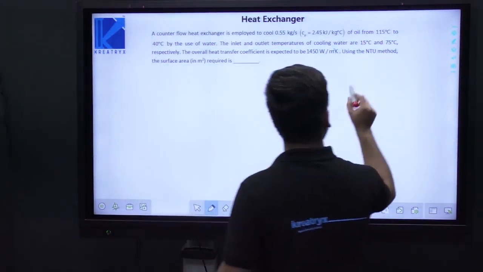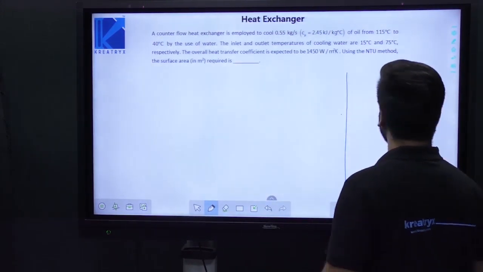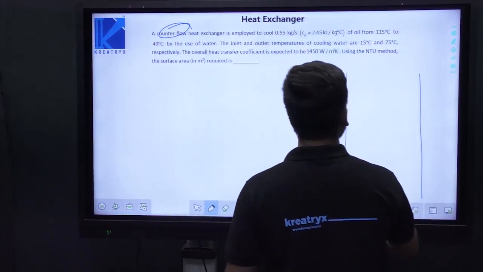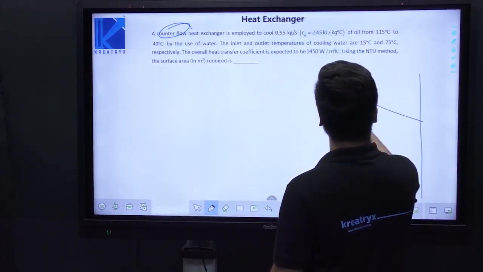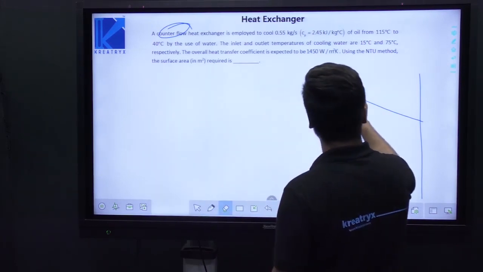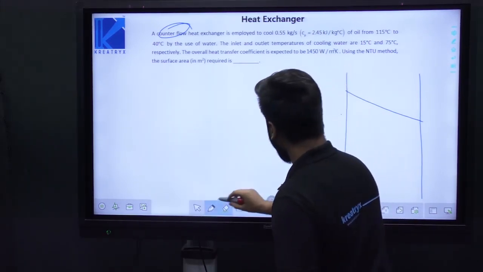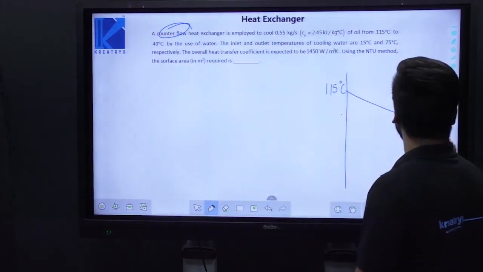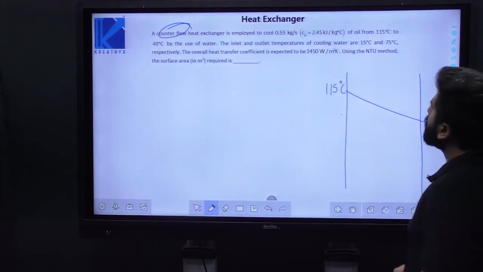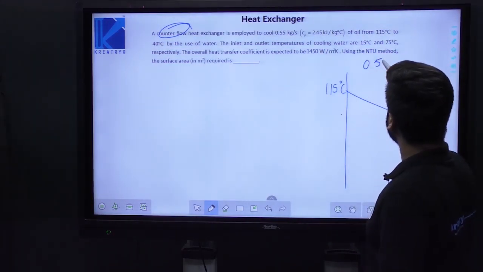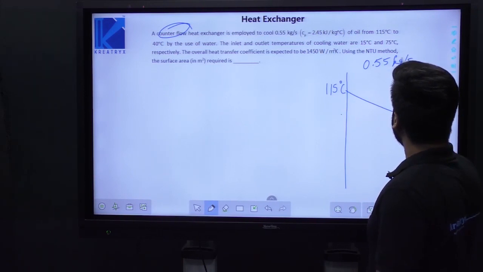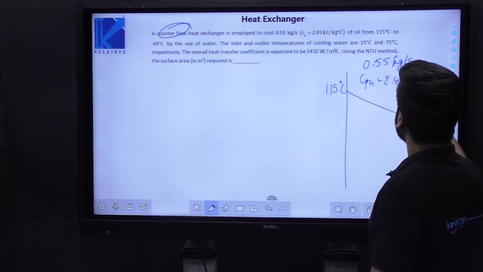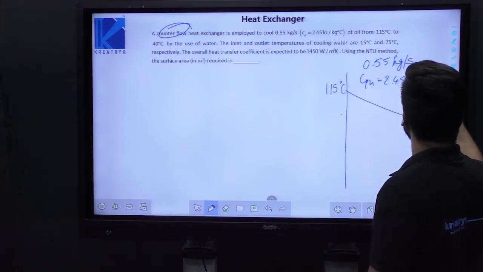So this is a counterflow heat exchanger, and this oil has to be cooled. So this is 115 degrees Celsius, write it properly, and the outlet is 40 degrees Celsius. The mass flow rate is 0.55 kilogram per second and Cp H is 2.45 kilojoule per kilogram degree Celsius.